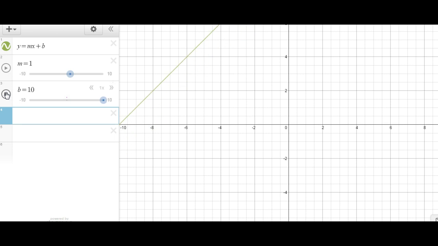So, b value is changing. What's going on? How is it moving? It's moving. How? Left, right, up, down. Take your choice, either one. It's actually moving up and down, right? Because the b value is what? What's the value of b? The value of b is the y-intercept, right? So that's the y-intercept.